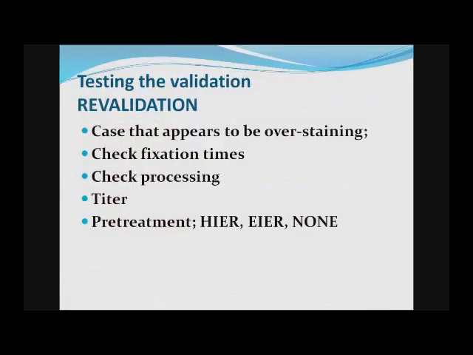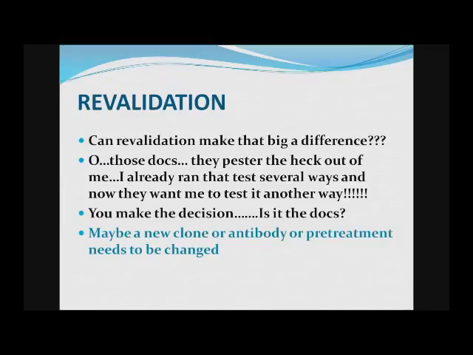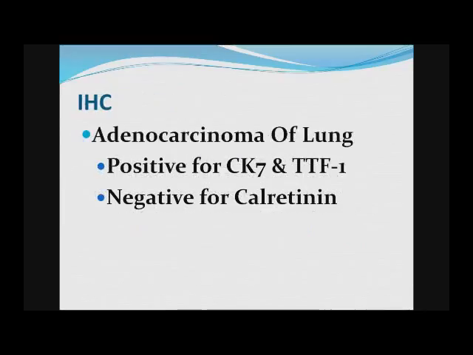Now, some of the things to keep in mind too, just because you've done everything really, really good, there can be cases that appear to be overstaining. You want to check the fixation times. You want to check your processor to make sure everything was optimal, make sure that the tissue was put on the right processor. And occasionally we have to go back and look at everything, and we want to check the pretreatment, the heat-induced epitope retrieval, the enzyme-induced epitope retrieval, or maybe no retrieval is going to work the best. So sometimes we get very frustrated and say, gee whiz, I've done everything. What else could there be? Maybe we just need a new antibody.